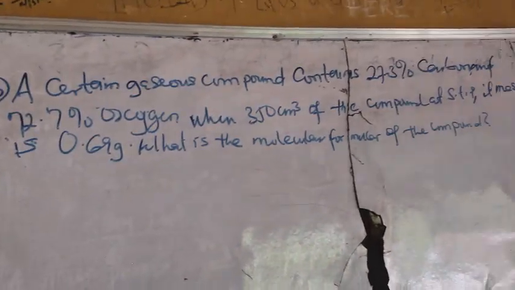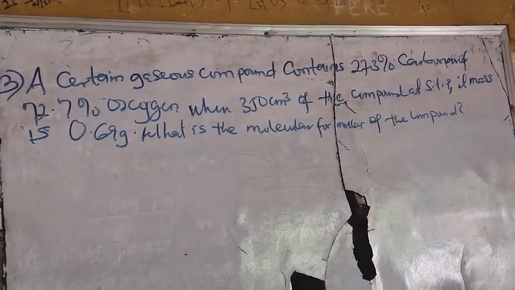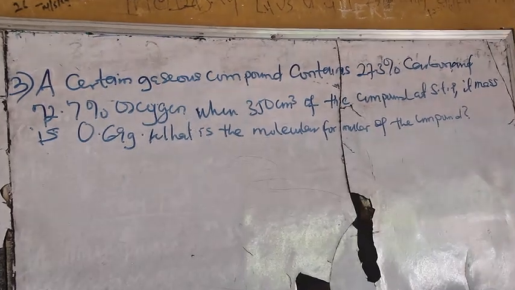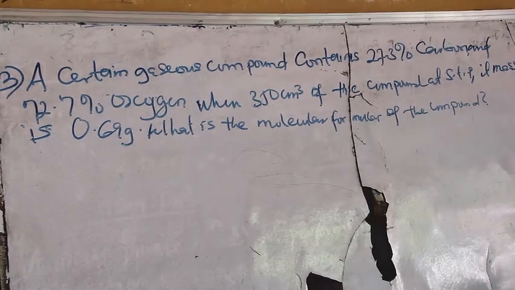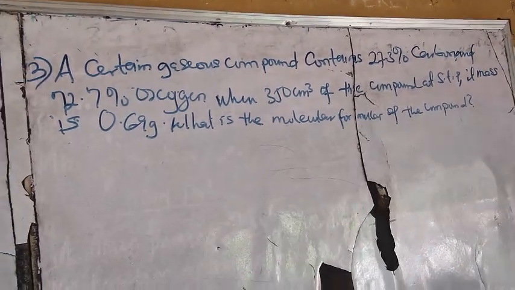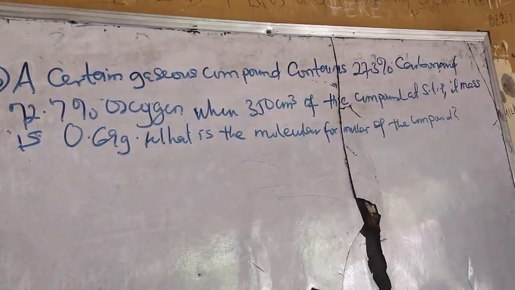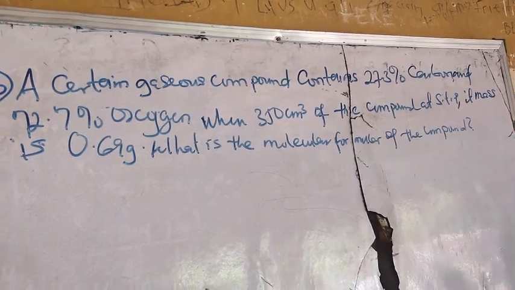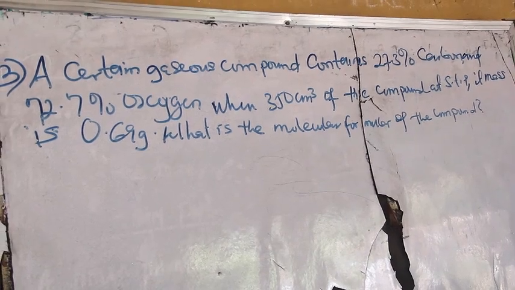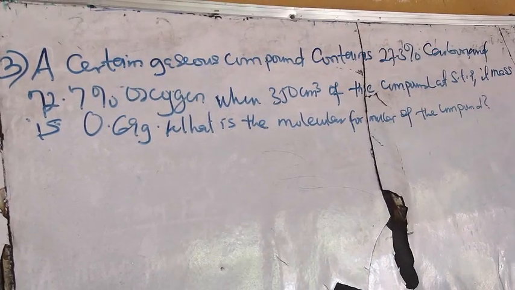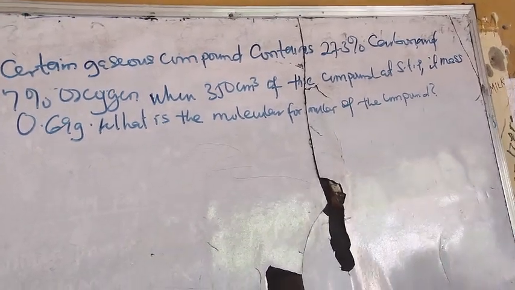A compound contains 27.3% carbon and 72.7% oxygen. When 350 centimeter cube of the compound at STP, its mass is 0.69 gram. What is the molecular formula of the compound? Then quickly solve it and let's see what you got.